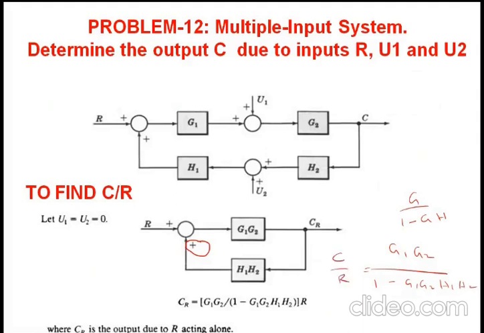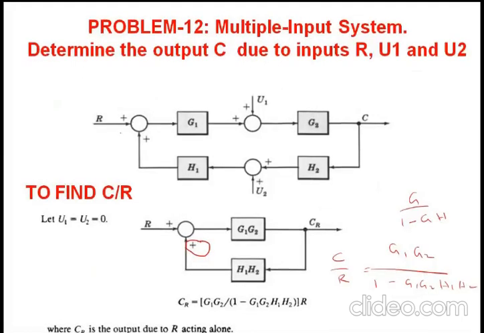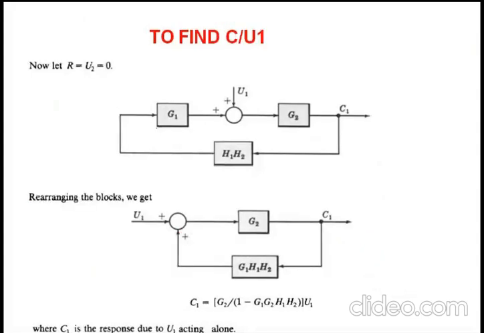Now in the same way, next to find out C by U1, you need to put R and U2 equal to 0. If R is 0, here also it is plus, so you can ignore it directly. So R is equal to 0, ignore U2, make U2 0, and you will get the answer. Now in this part, this is a series combination. After this series combination, redrawing this diagram in this fashion, if you observe this one, this is a positive feedback. Positive, so here negative, G2 divided by 1 minus this one into this one is the answer.